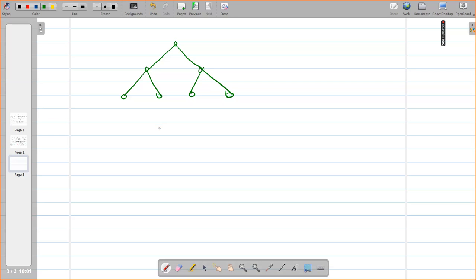Or say 8 vertices. Can I have a binary tree on 8 vertices? How many are these? 1, 2, 3, 4, 5, 6, 7, 8, 9. So if I remove this, then this will not be binary. You understand this? Girls, do you understand this?